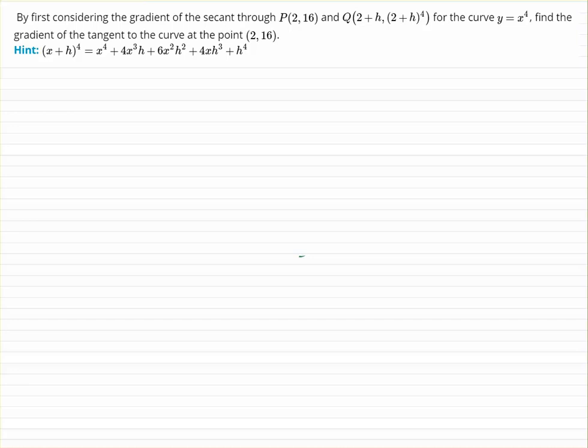This is for year 11 methods. We're going to look at question 4 of exercise 17a. Okay, so this is a question where we're looking at secants and we're using a secant to find the gradient of a tangent. Okay, and this is how we're going to do it.